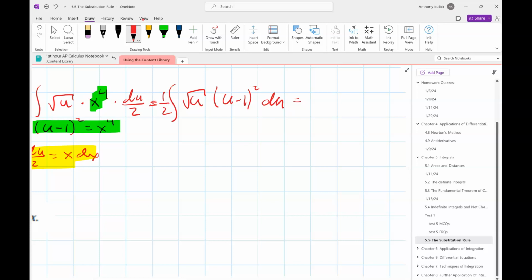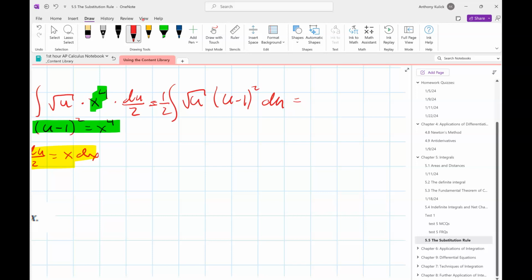Everybody happy with where we're at so far? It's good because we have all u's, right? Everything is in terms of u. So it looks like we're going on the right track. But how do I integrate this? Square root of u times u minus 1 squared.